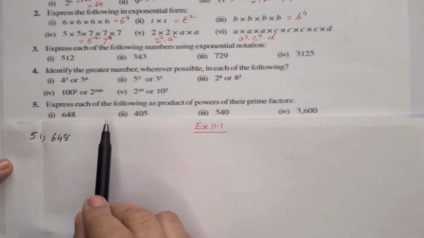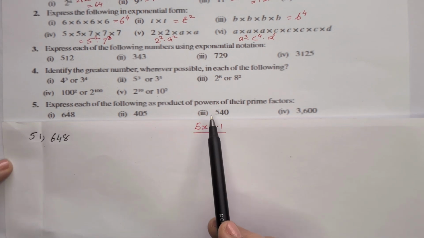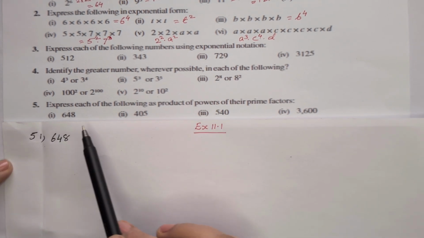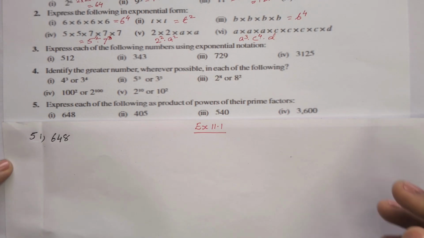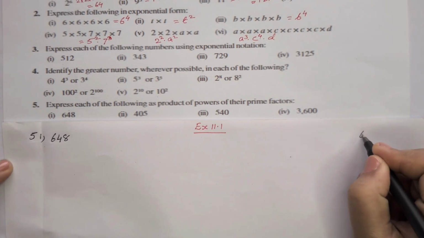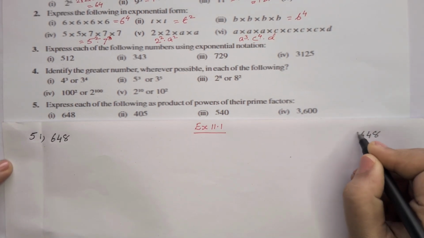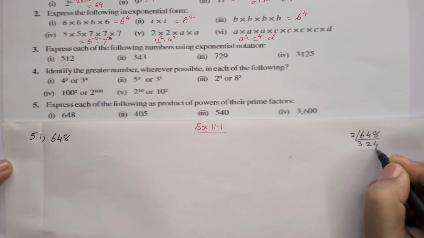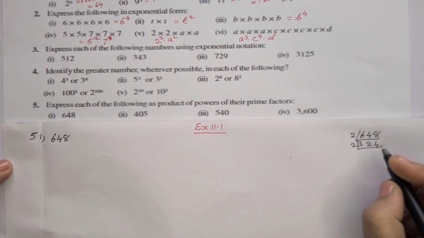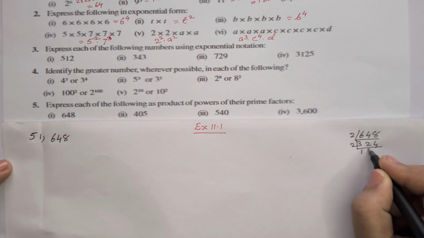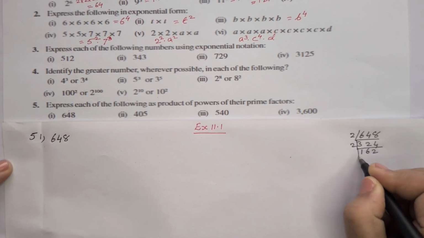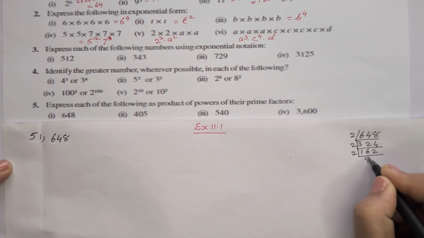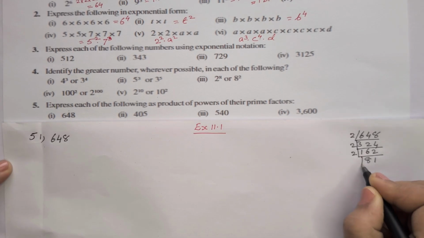Fifth question, express each of the following as product of powers of their prime factors. 648. So we had to prime factorize 648. We can divide by 2: 324. Again by 2: 162. By 2: 81. Then by 3: 27, 9.